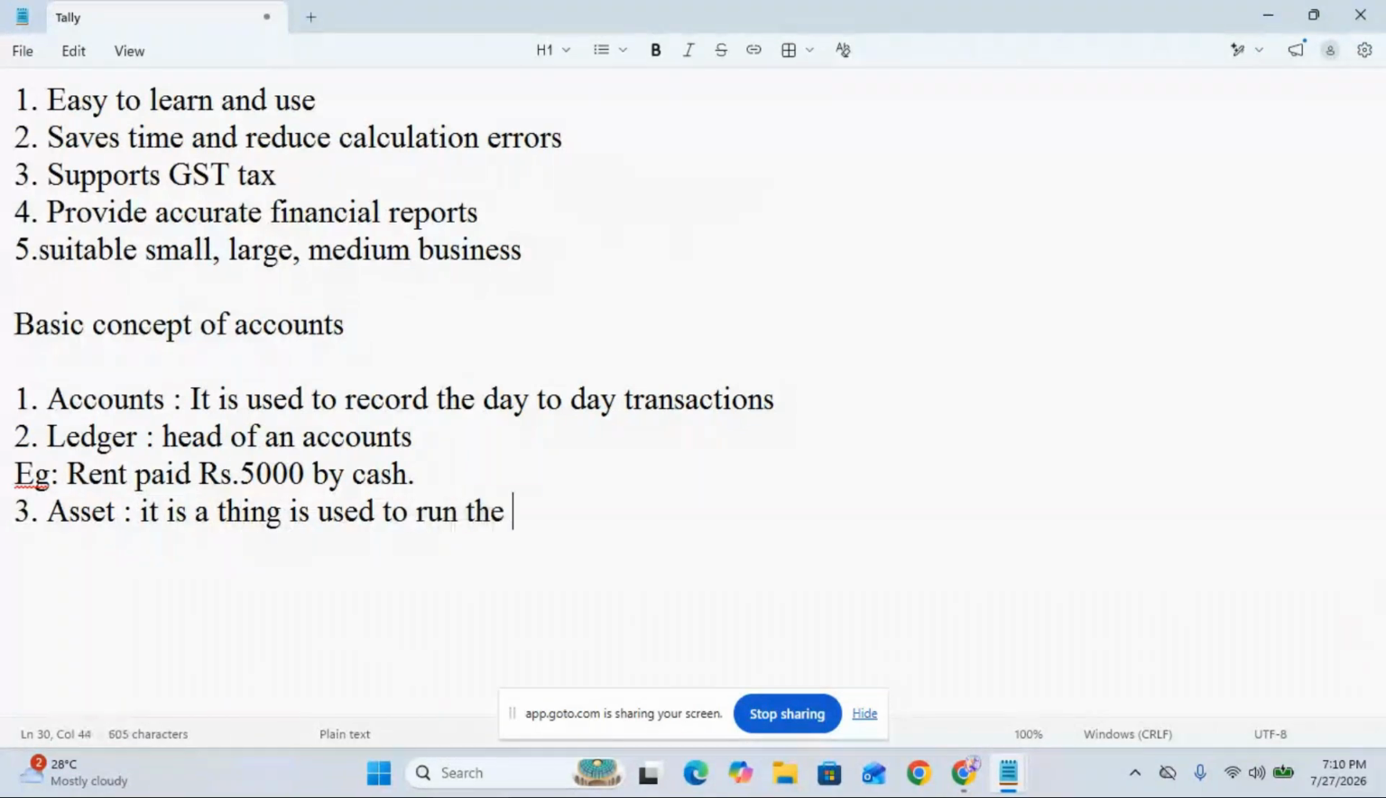Okay. Now, again, I'll come here. Types of asset. Now tell me, what are the types of asset? Tangible and intangible assets. Okay.